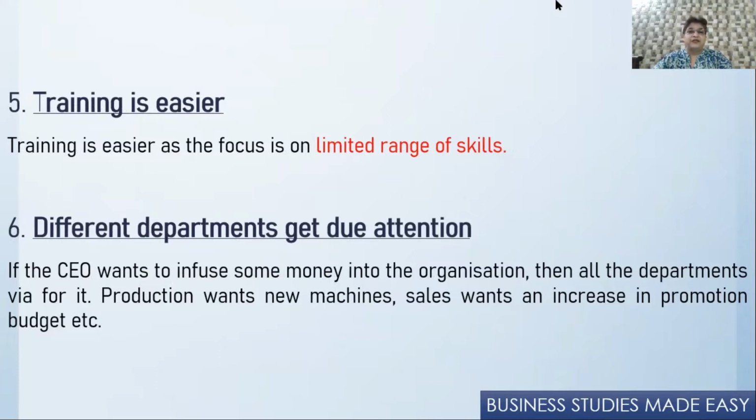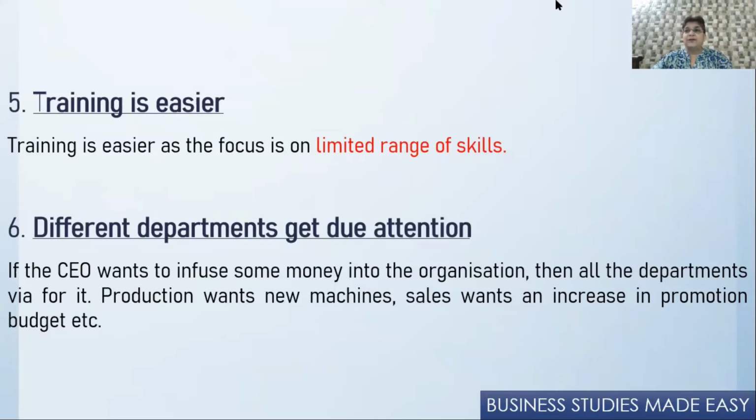Then different departments get equal attention. Each manager, departmental head, they will fight for the department. So suppose the CEO says, I have got 1 crore, I want to infuse 1 crore into the business. Now, which department should I give it to? So each department is fighting for their right. Production department says, you give us 1 crore because then we will be able to buy new machinery and productivity will increase. Now the marketing department says, you give us 1 crore because then we can engage some brand ambassador, sports star or a movie star, and they'll endorse our product and it will sell.